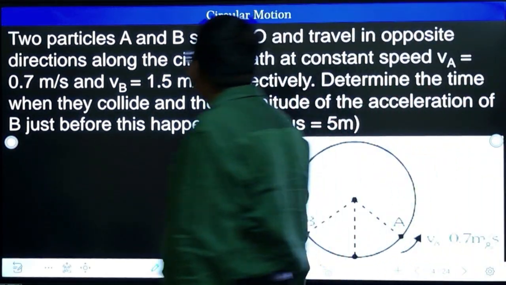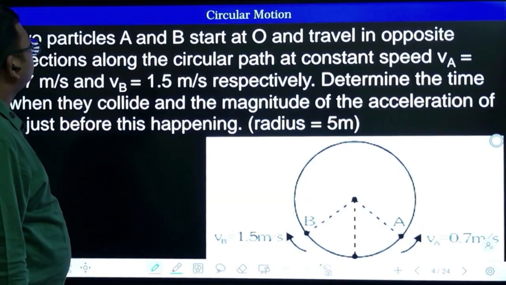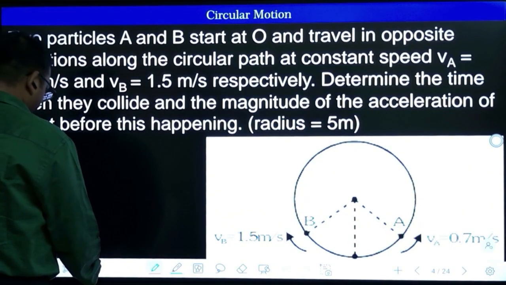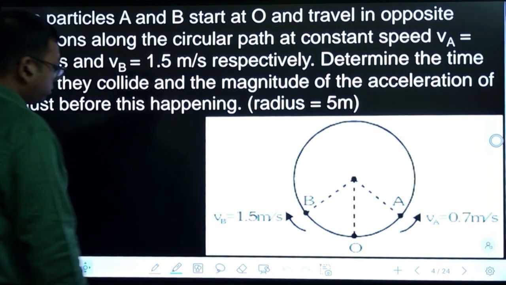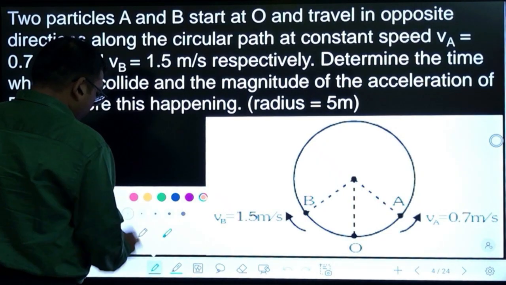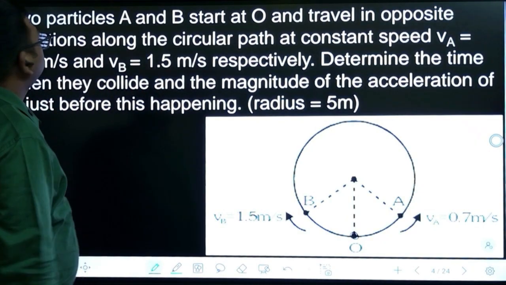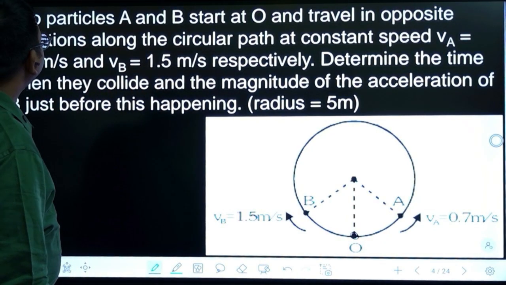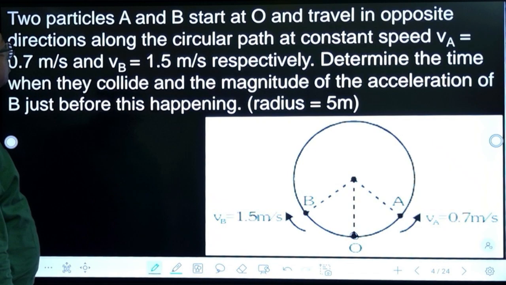Two particles A and B start at O. I think the diagram is not here. Okay. So this is a point somewhere here at the bottom of the circle. These two particles A and B start and travel in opposite directions along the circular path at speed V, given. Determine the time when they collide and the magnitude of acceleration of B just before this happens.